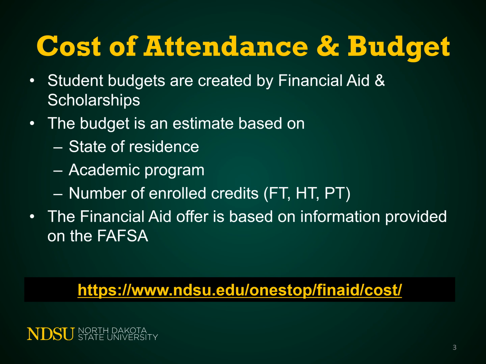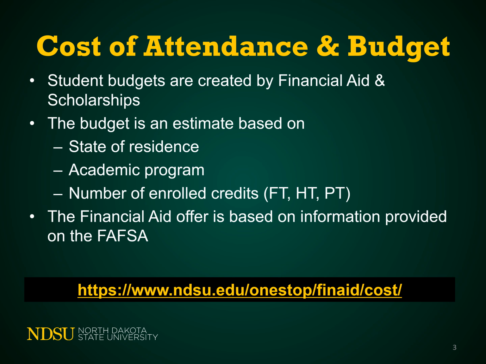Cost of attendance and budget. Financial Aid and Scholarships annually creates an estimated financial aid cost of attendance budget for students. The budget is an estimate based on the state of residence, the academic program selected, and the number of credits the student is taking. For the purpose of financial aid, 12 credits represents full-time status, and students must be enrolled in a minimum of 6 credits, half-time, to be eligible to receive federal aid.